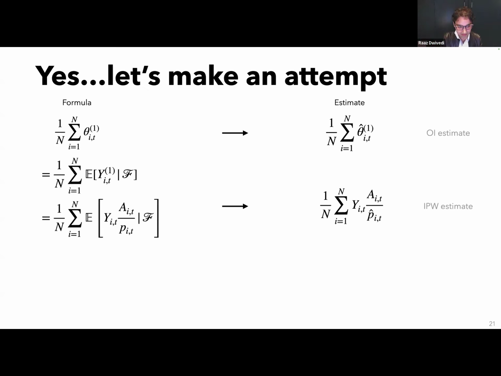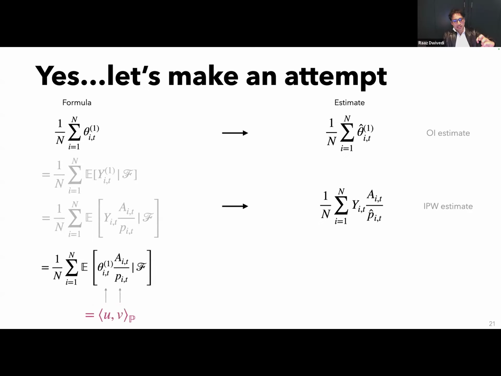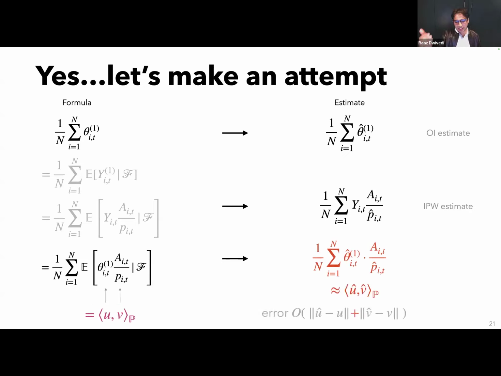That's the IPW estimate. If I rewrite it as this product between theta_it(1) and A_it over P_it, it gives the idea that the estimator should be theta hat_it(1) times A_it over P hat_it. This estimator people don't talk about in general by itself, but it's a natural estimator because you have these two nuisance estimates and you plug them in. One of the reasons why people don't like it is that it's of that flavor of U hat, V hat. And by our simple algebra, we know that the error of this estimate would scale as the sum of the two errors, so U hat minus U plus V hat minus V. So this would be doomed if either of the two matrices is not low rank.